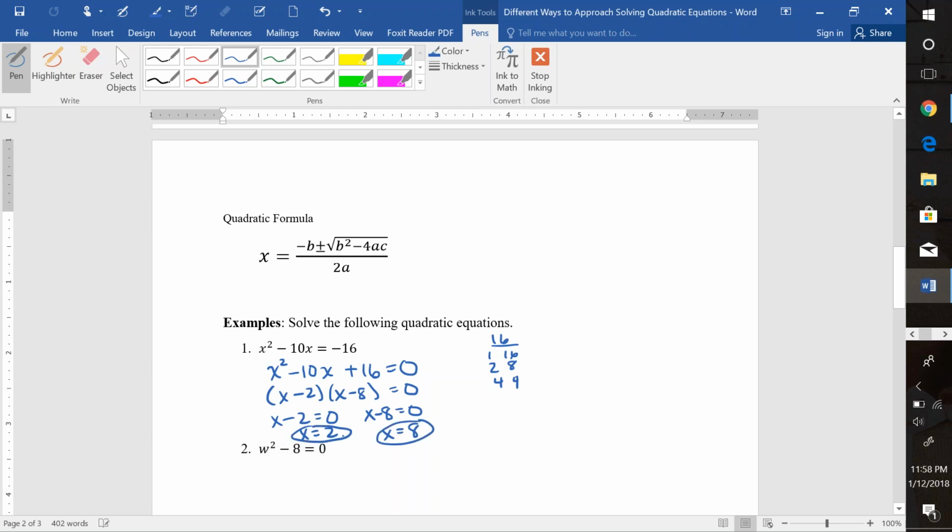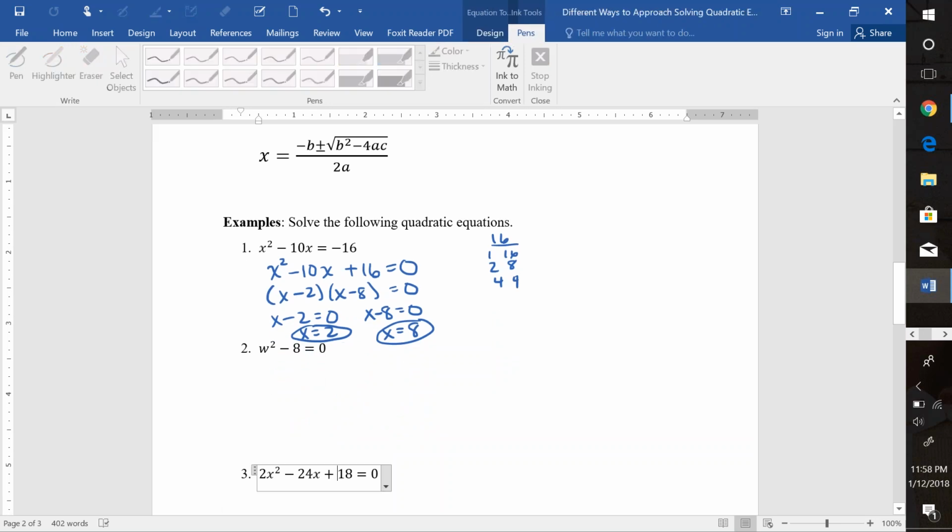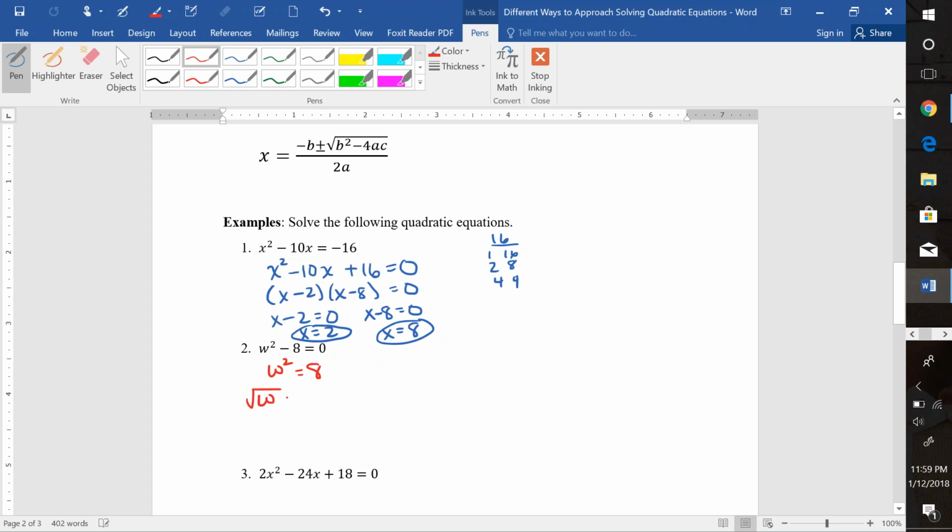Okay, so let's look at number 2. This is w squared minus 8. So w squared is the only variable, so I'm going to try to do this one by the square root method because I don't see a w to the first. So I'm going to move that 8 over and make this look like a squared equals b. Once you have it in that format of something squared equals the number on the other side, you can take the square root of both sides.